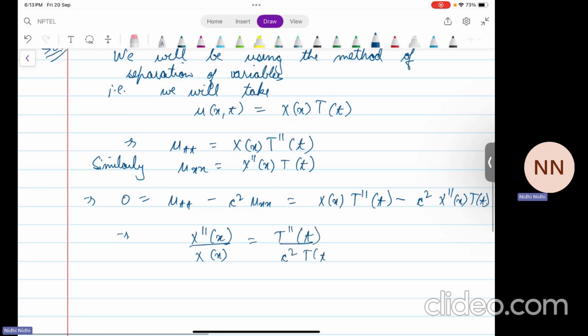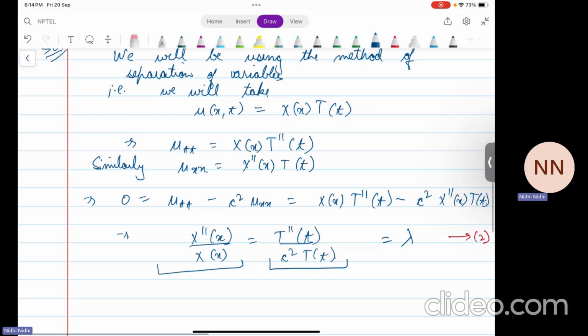Now see, the left hand side is a function depending completely on x, and the right hand side is a function that depends completely on t, and at the same time they are both equal. So this is possible only if they are both equal to some constant. We'll take that constant to be lambda. So let's mark this as 2.